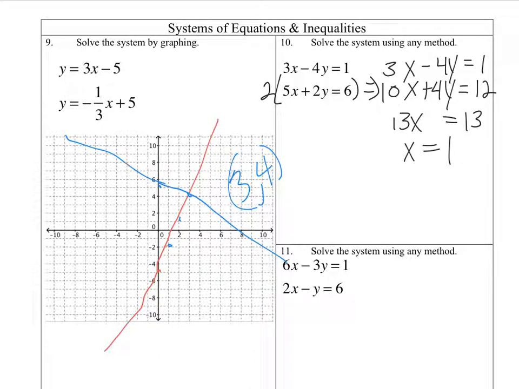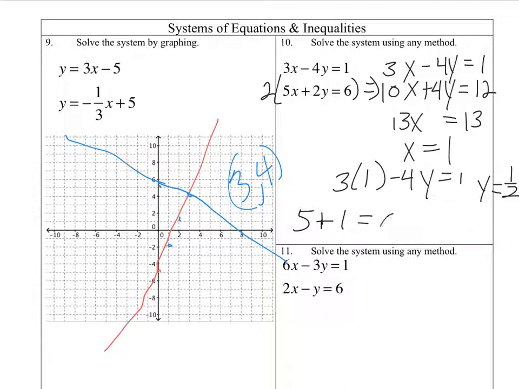If I plug that into my first equation, we get 3 times 1 minus 4y is equal to 1. I'm going to subtract that to the side, and I get y is equal to a half. If I plug both of these values into my bottom equation, this should still be true. So 5 times 1 is 5, plus 2 times a half is 1, equals 6. My solution checks out. So I put a check mark. Get it? Check for checks out.